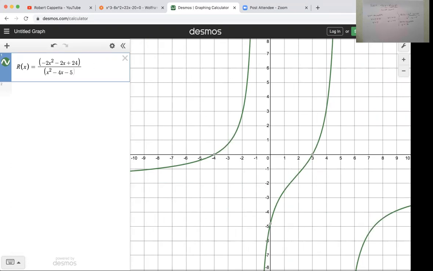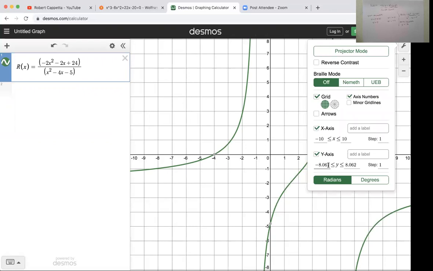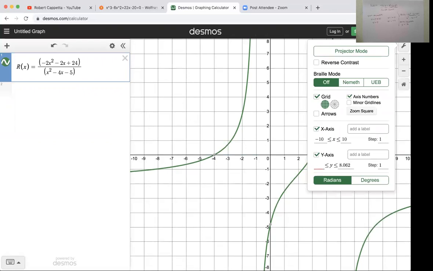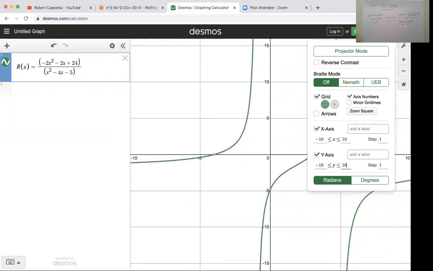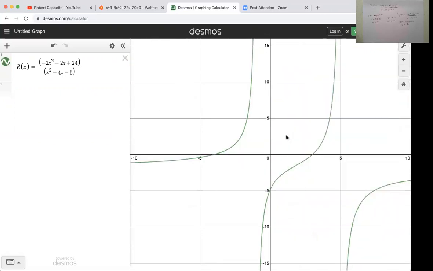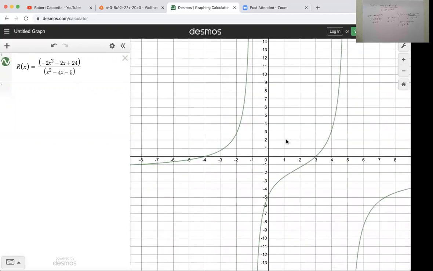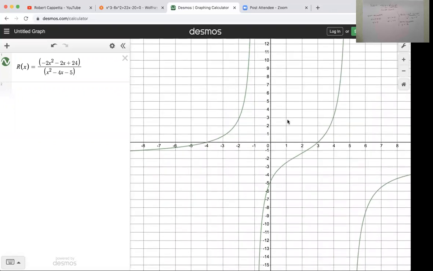Now let's make sure we have a window that we can work with here. I think maybe I'm going to get a little bit more in the y direction. So maybe we'll go with negative 16 to 16. We'll just double the size of our y's here, just so we can see what's happening. I'd feel better, though, if I could still see. There we go. That's pretty good.